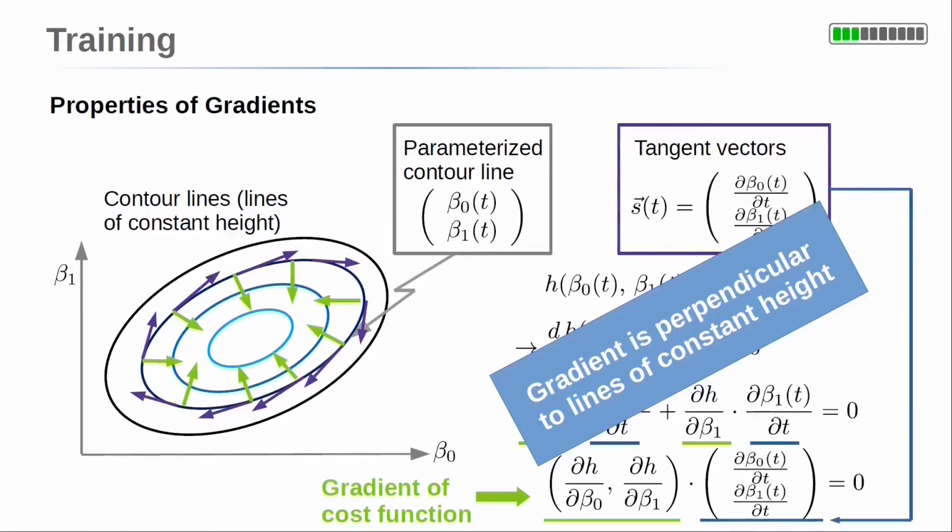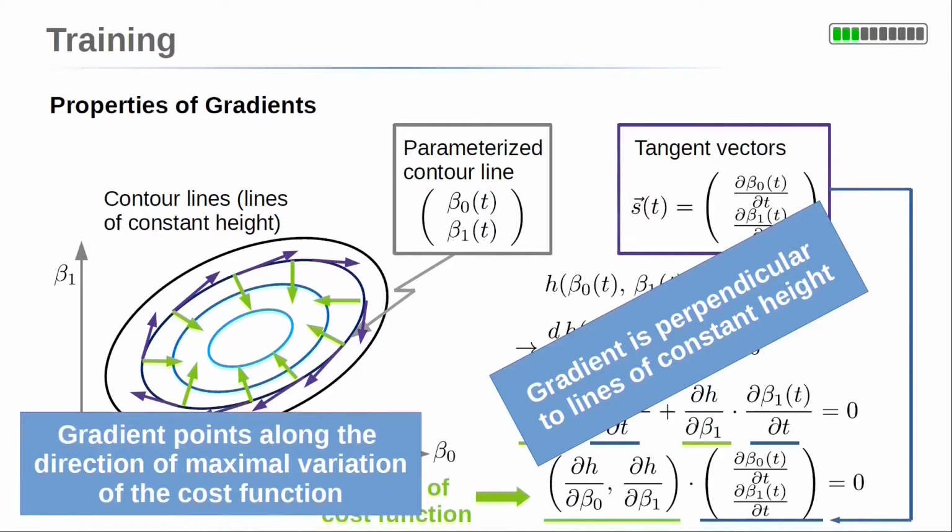So, the tangent vectors point along the direction of no variation of the cost function. The gradients are perpendicular to the tangent vectors. Therefore, they point along the direction of maximal variation of the cost function in parameter space. So, it seems a pretty good idea to use this direction to minimize the cost function.